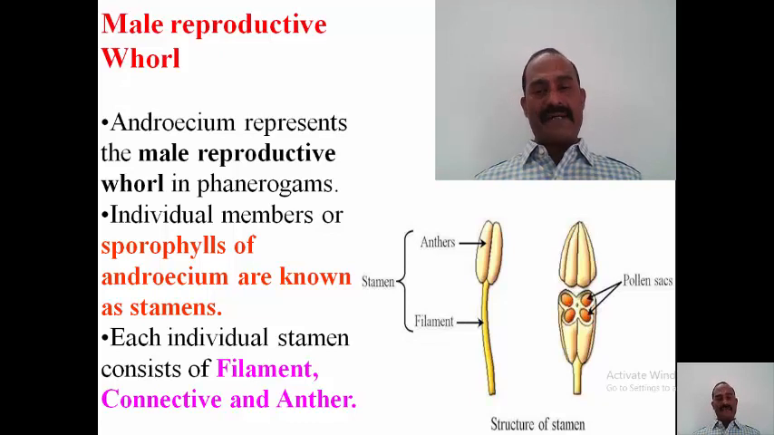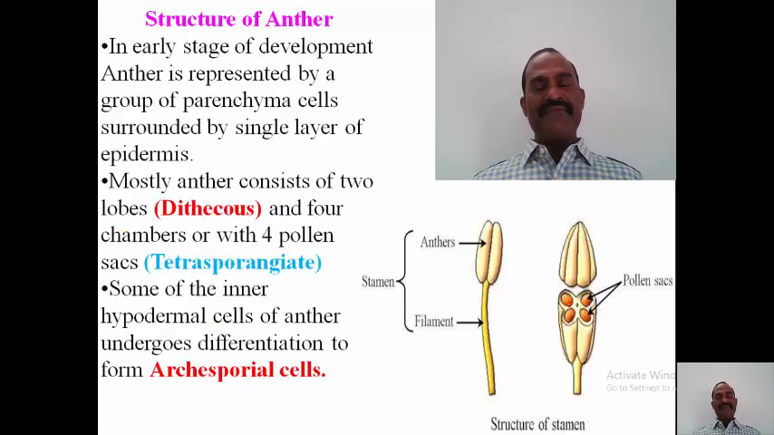Each individual stamen consists of 3 components: the elongated stalk-like structure called the filament, then the anther, which is connected to the filament with the help of a small parenchymatous connective, and the third, the anther. The anther is the spore producing organ in angiosperms. If we see a single anther, in the early stages of development it is simply represented by parenchyma cells surrounded by a very thin layer of epidermis.